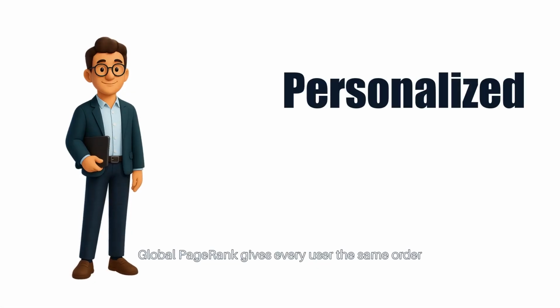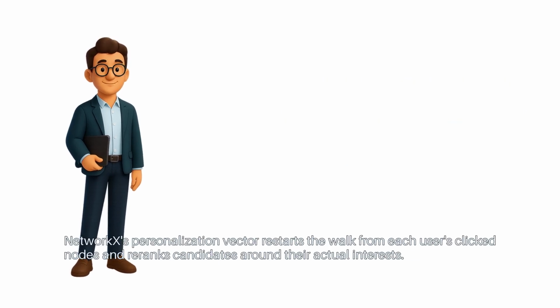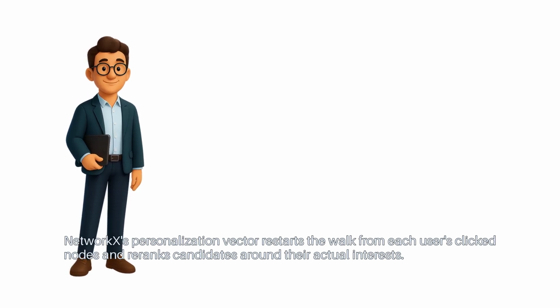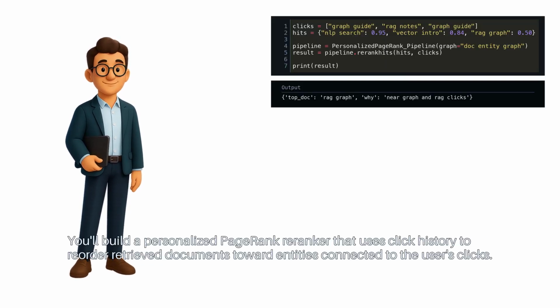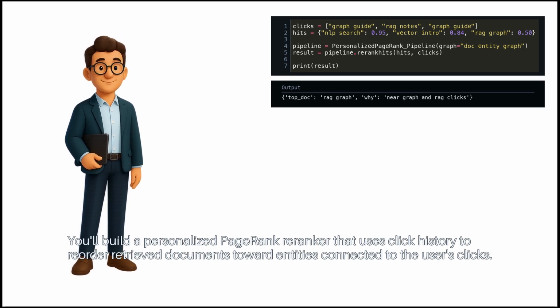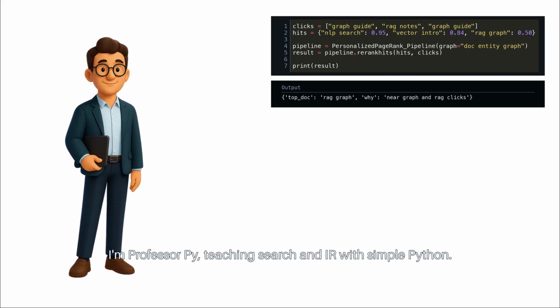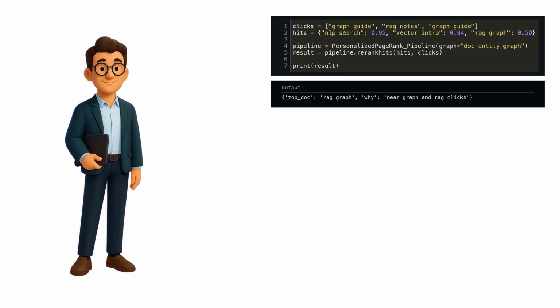Global PageRank gives every user the same order. NetworkX's personalization vector restarts the walk from each user's clicked nodes and re-ranks candidates around their actual interests. You'll build a personalized PageRank reranker that uses click history to reorder retrieved documents toward entities connected to the user's clicks. I'm Professor Pi, teaching search and IR with simple Python.